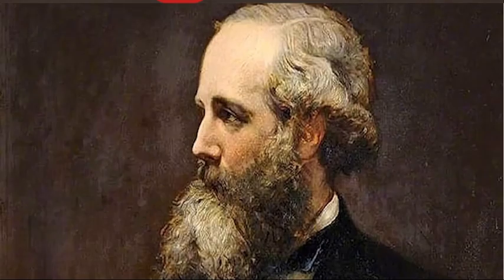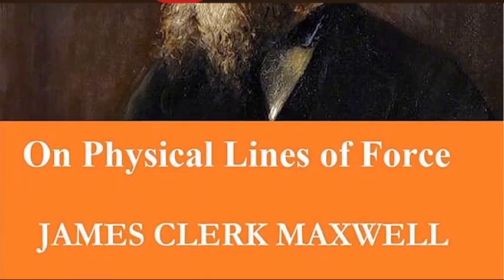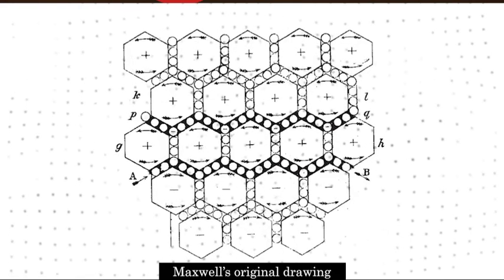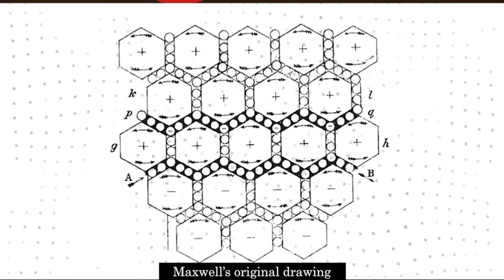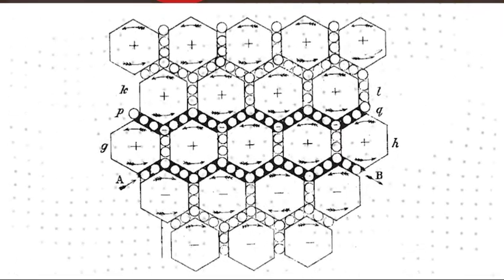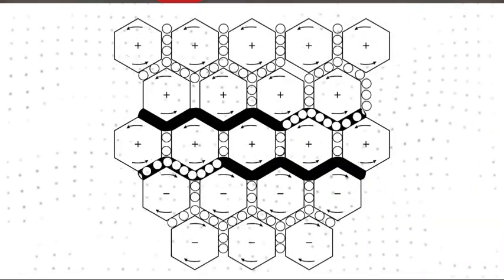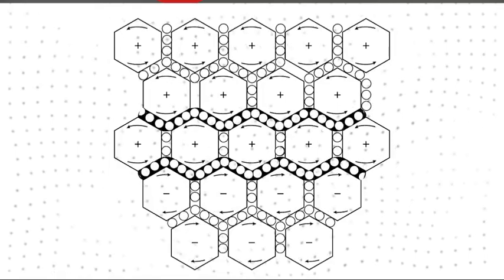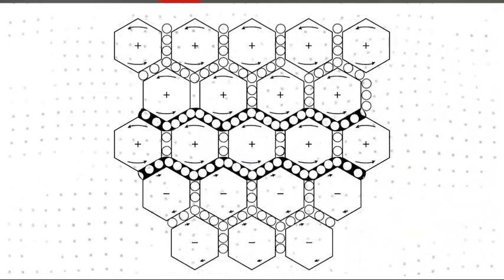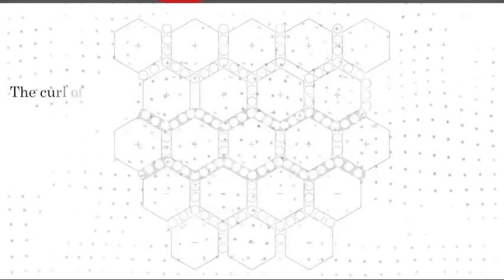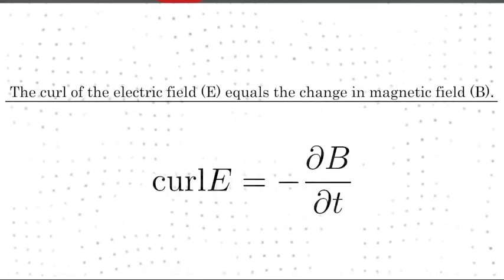In 1861, he published a paper titled On Physical Lines of Force, with these mechanical models. In that paper, he had a slightly different version where hexagons represent the vortices. The ball bearings are current-carrying particles. Remarkably, this model could explain all known phenomena of electromagnetism. In this diagram, the change in the speed of the vortices corresponds to the change in the strength of the magnetic field. This would cause the ball bearings to rotate in response to the changing speeds of the adjacent vortices. Since rotation corresponds to the curl, we get the third Maxwell equation. The curl of the electric field equals the change in magnetic field.